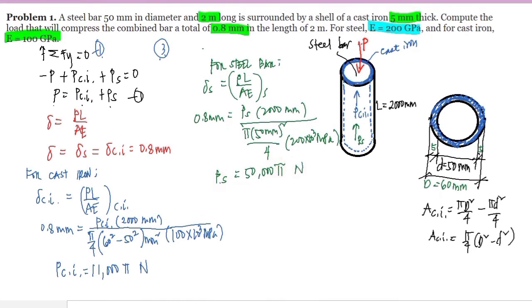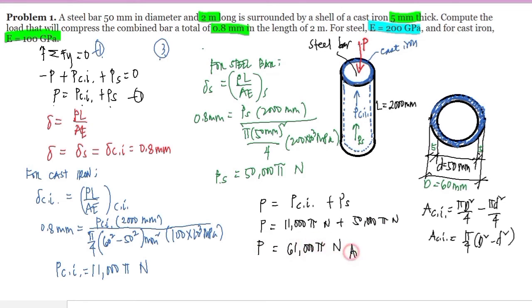Now, if we go back to our equation 1, we have here the total load that would compress the bar at the given deformation is equal to the force resisted by the cast iron plus the force resisted by the steel bar, and this is equal to 11,000 pi Newton plus 50,000 pi Newton. So we have here the total load P of 61,000 pi Newton, and this is our answer.